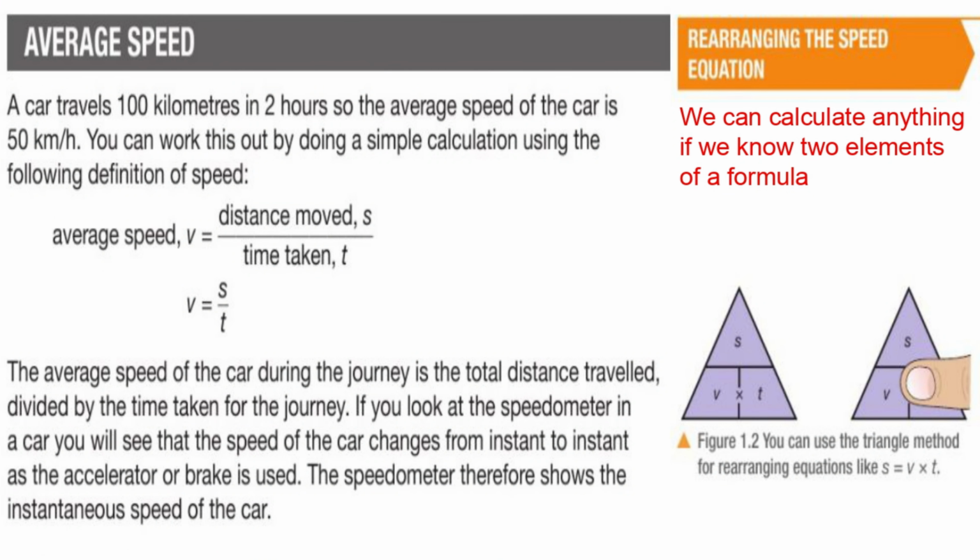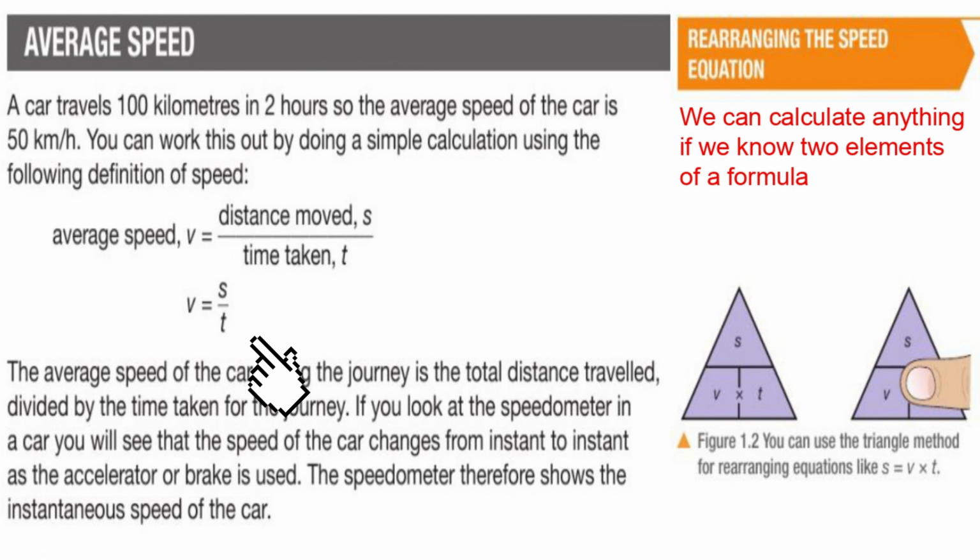We have to divide distance or displacement by the time taken. Let's look at an example. A car travels 100 kilometers in 2 hours. So the average speed of the car will be 100 kilometers divided by 2 hours, which is 50 kilometers per hour. We can also calculate this in meters per second, as we learned the conversion in the previous video.